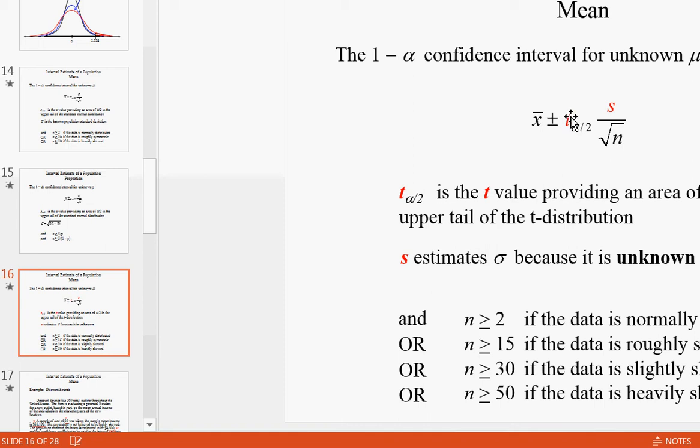Right? But it could have been called the G distribution rather than the T distribution because he invented this distribution, or he derived it when he was working at Guinness Beer. Okay. And he published his finding under the pseudonym Student T.